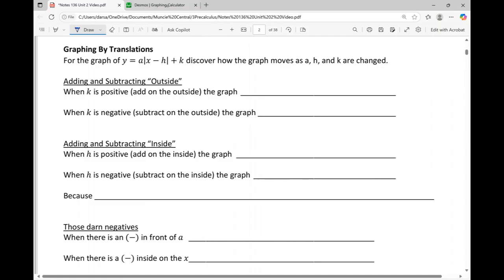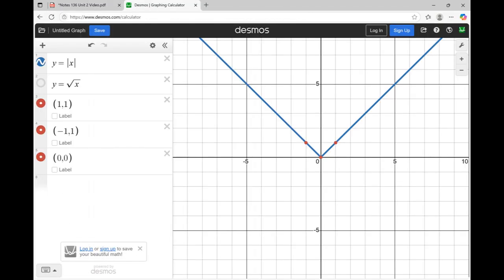So let's start over in Desmos and use Desmos to help us through this. What we have here is y equals the absolute value of x. You can see that equation way up here, right? And then we can see that it's going through its base points of 0, 0, 1, 1, and negative 1, 1. Those are all in the places that we want them to be.